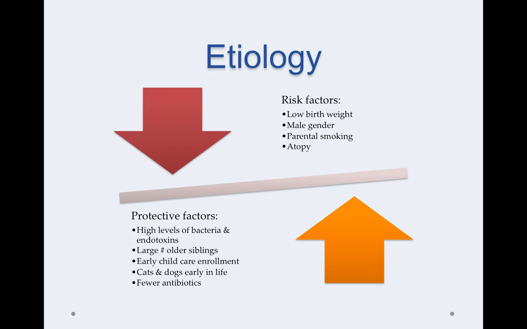This slide depicts several risk factors, as well as protective factors in the development of asthma. Risk factors include low birth weight, male gender, exposure to parental smoking, as well as atopy. Some protective factors include those who are exposed to high levels of bacteria and endotoxins, children with a large number of older siblings, early child care enrollment, as well as children who have an exposure to cats and dogs early in life, and lastly, those who have fewer antibiotic exposures.